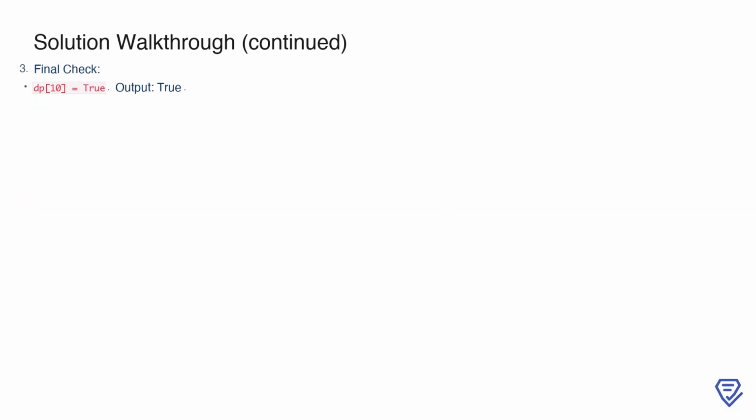At the conclusion of this example, we check the value of dp[10], which corresponds to the entire string "catsandog". Since dp[10] is true, it confirms that the string can be segmented into valid words from the dictionary.